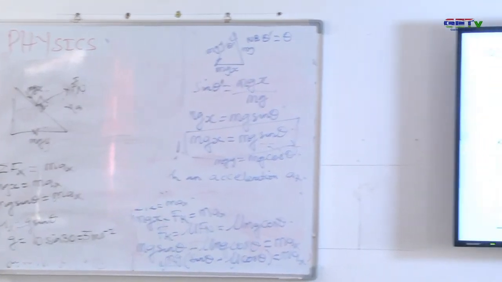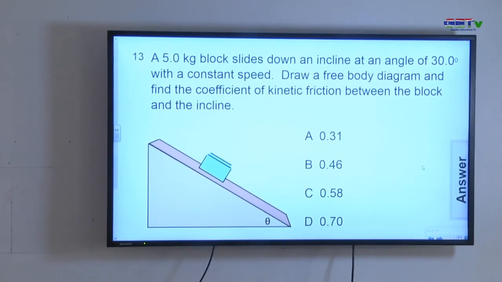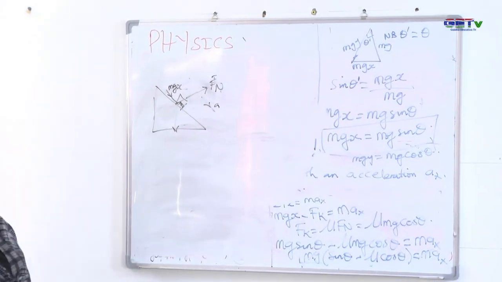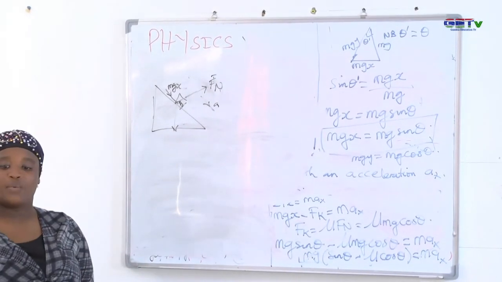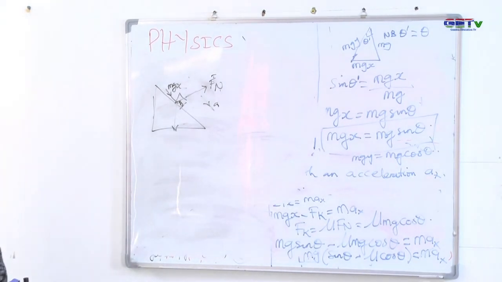Let's take this problem. It's a bit different from what we've been doing. It says a 5 kilogram block slides down an inclined plane, and the angle is 30 degrees. But then the special case is that the object moves with a constant speed. And I believe you know when an object moves with a constant speed, the acceleration will be 0. That's the first thing you've noticed in that question. The acceleration will be 0 because the speed is constant. And then we are asked to draw a free body diagram and also to calculate the magnitude of the coefficient of kinetic friction between the block and the plane.